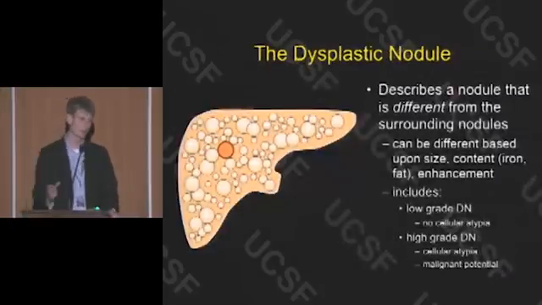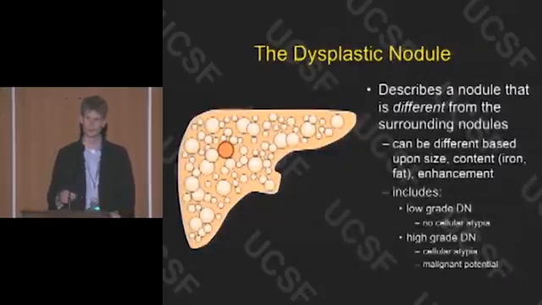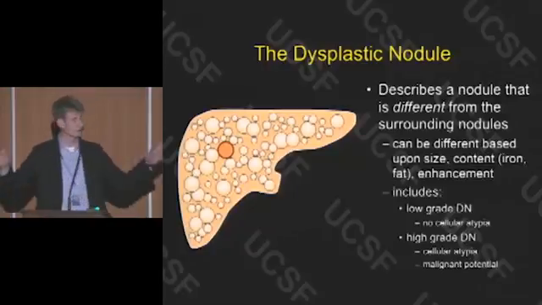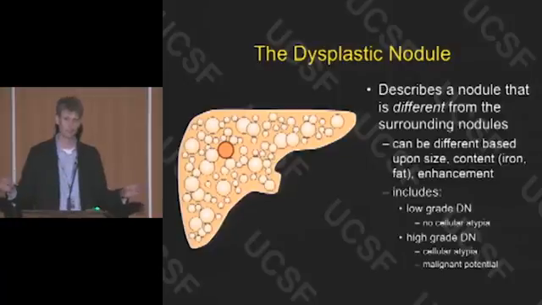Now, the term dysplastic nodule is different. Dysplastic nodule describes a single nodule. You have a sea of regenerative nodules, or cirrhotic nodules. I'm making a mistake myself. A sea of cirrhotic nodules. You have one nodule that stands out that's different.